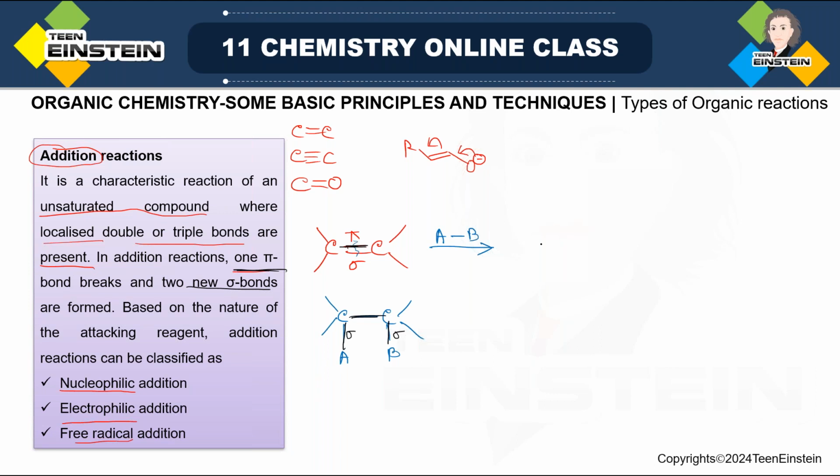And suppose instead of a C=C double bond, if you have started with C=O, then also the same type of observation. So here one sigma bond, one pi bond; the sigma bond will still be intact, but the pi bond breaks and 2 new sigma bonds will be generated. So in this way, mostly this B you will see is hydrogen which will be added to oxygen. So we will see the examples under each of these headings: nucleophilic, electrophilic, and free radical addition.